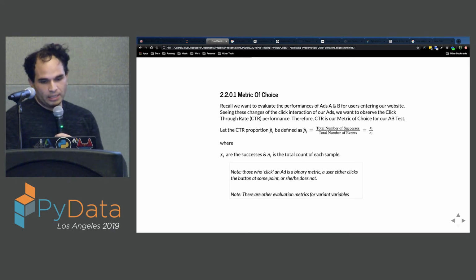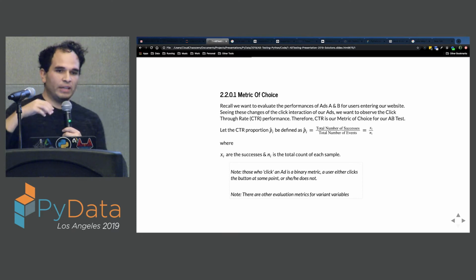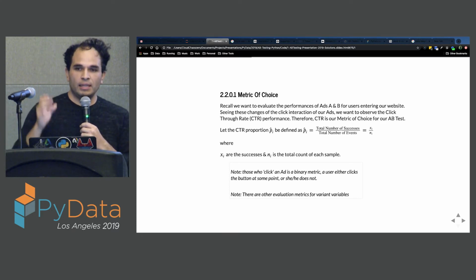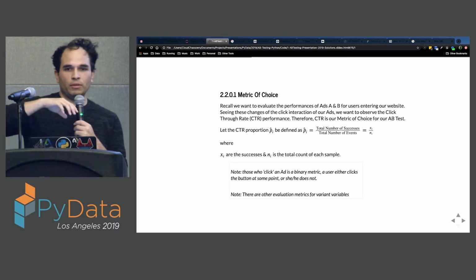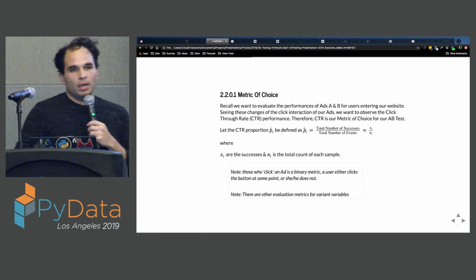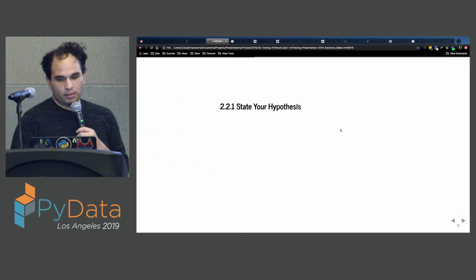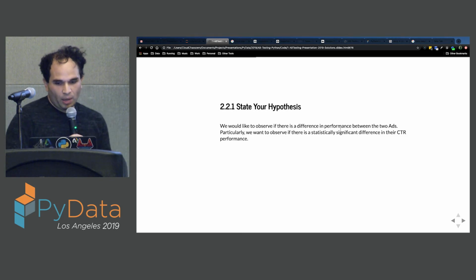And the click-through rate is just defined as the total number of successes or clicks divided by the total number of events. And the total number of events is the summation of the successes plus those not so much successes, or what's called impressions, for an online experimentation. Okay, and so now we want to state our hypothesis.